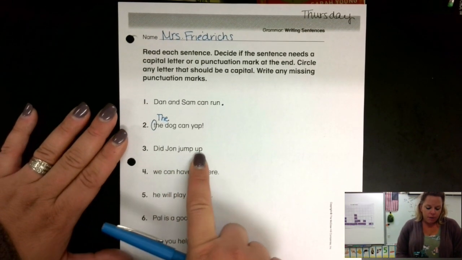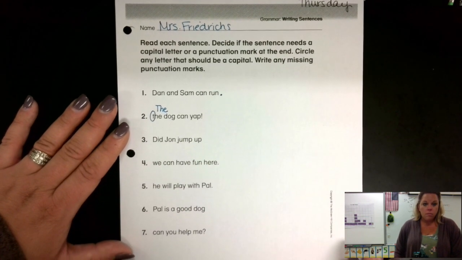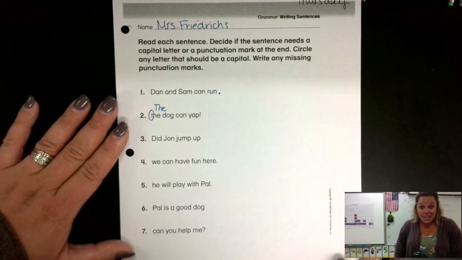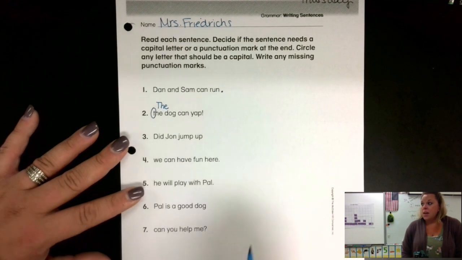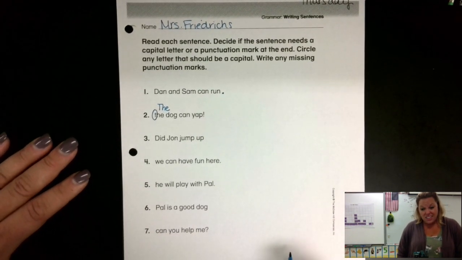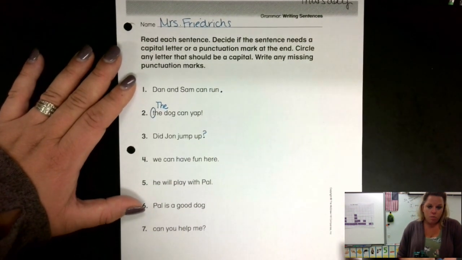Did John jump up? What kind of a sentence is that? Sounds like an asking sentence, doesn't it? Does it start with a capital letter? Yes, it does. Does it end with our question mark? Because we said it's an asking sentence. No. So we need to go ahead and put that question mark.